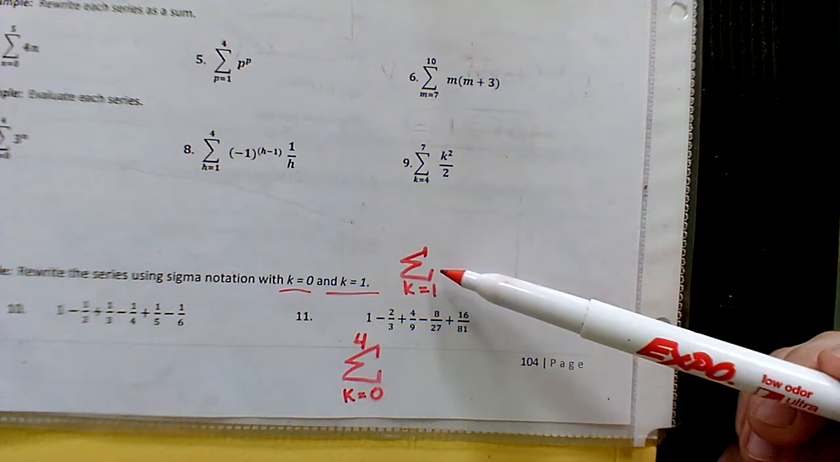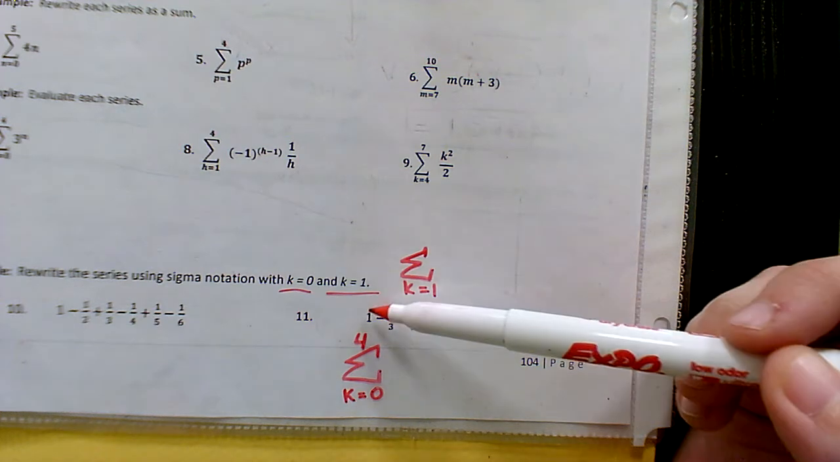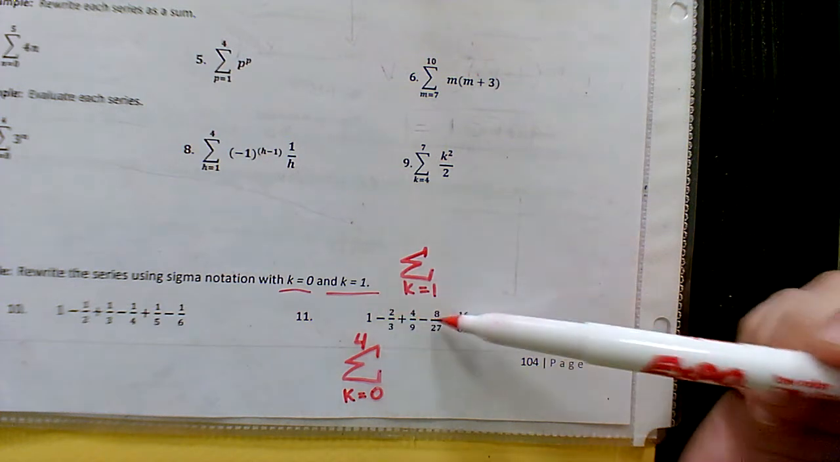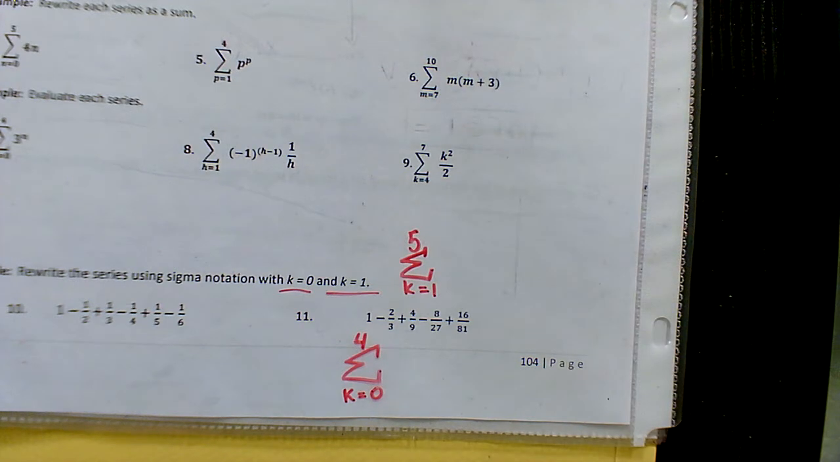What would the upper bound be in the other sigma that we're going to write? 5. Okay, so this is representing the first term, second, third, fourth, fifth. So even though there are going to be different sigmas and different rules, it's still the same series. So let's go ahead and try to find some patterns. Maybe we'll work with this first one.